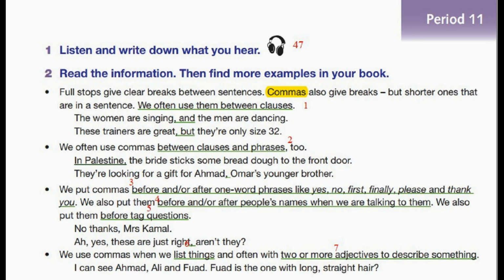We use commas when we list things and often with 2 or more adjectives to describe something. I can see Ahmed, Ali and Fuad. Fuad is the one with long, straight hair.